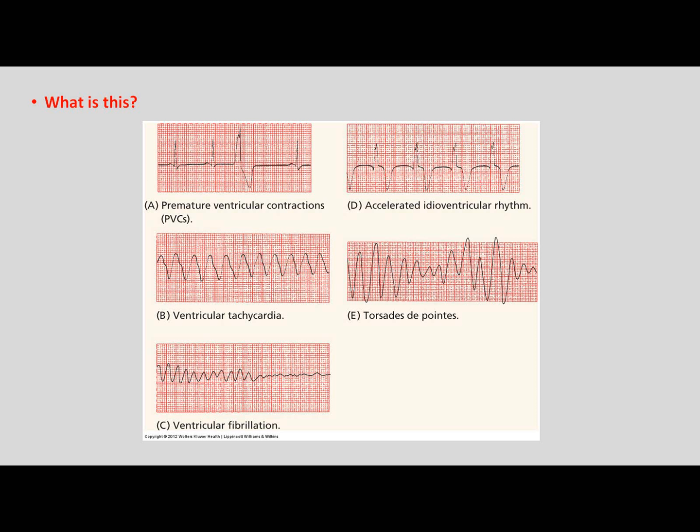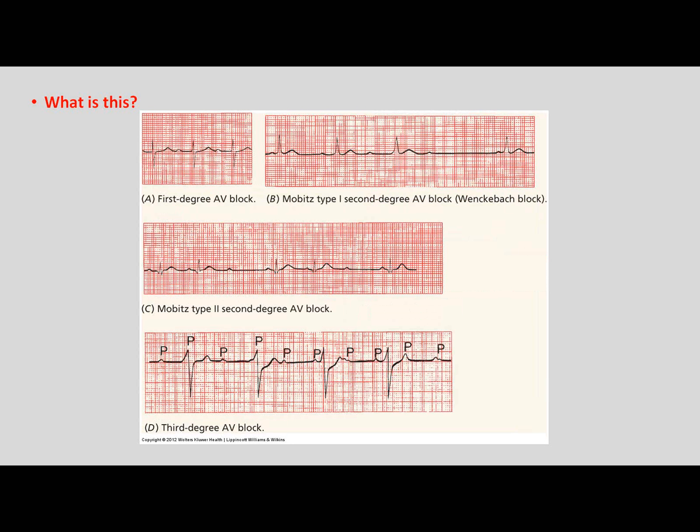And what is this? If you get ventricular fibrillation, what happens? No P waves, no worry about that because it's coming from the ventricle, but what happens to the patient? Die. What do you have to do? CPR. Right. Okay, blocks. PR interval is long, therefore it is a first degree block.